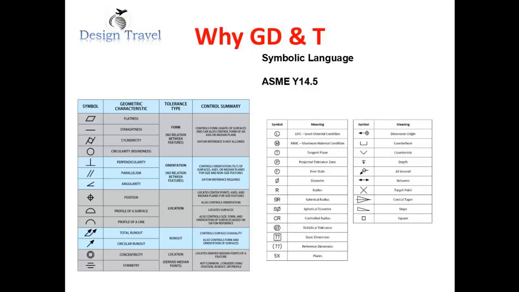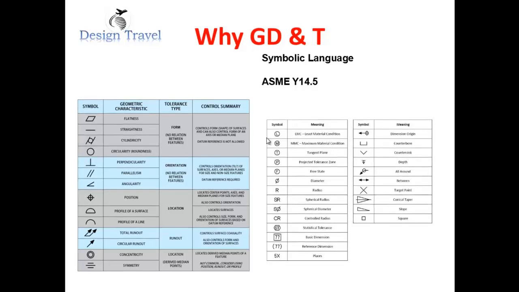GD&T is a symbolic language which is used in many engineering drawings. It is mostly used by three departments, the design department, manufacturing department, and quality department, to reduce the communication error between these departments. It is also used to describe the function of the part or assembly. Here we use the standard called ASME Y14.5. There are many standards, but we prefer this standard. ASME is the American Society of Mechanical Engineers. It also describes how to manufacture and inspect the component without any assumptions or guesswork.